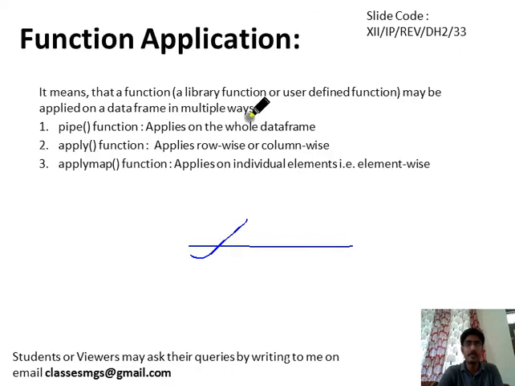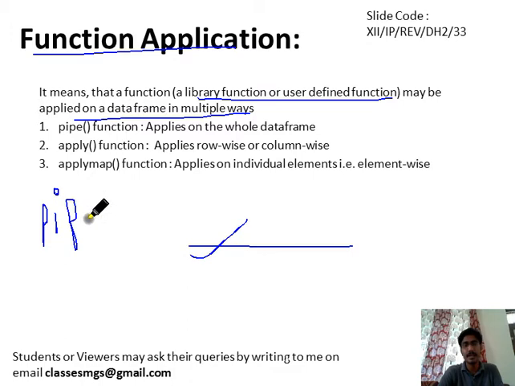Okay, so first of all I would like to tell you what function application is. Function application means that a function, which might be a user-defined function or a library function, may be applied on a data frame in multiple ways. The pipe function is an example of a data frame function that can be applied in multiple ways. Another one is the apply function and another one is the applymap function. I am just giving the introduction.